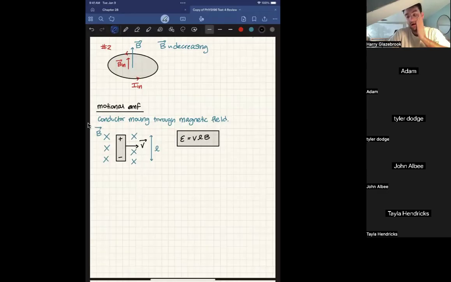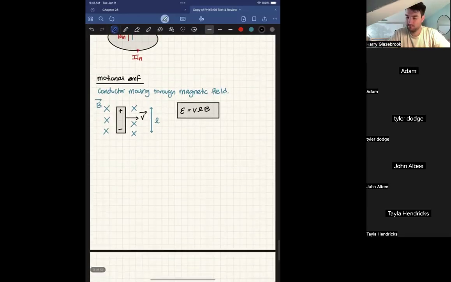Okay. I'll put it in here so you have it since it's on the test. But yeah, definitely look in the textbook notes. It's not anything too complicated, but yeah. Okay.